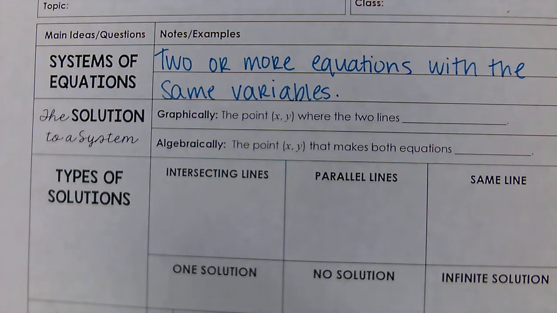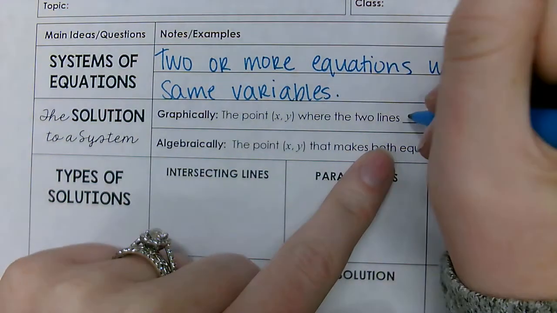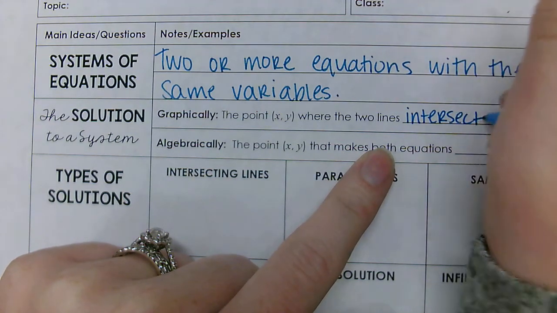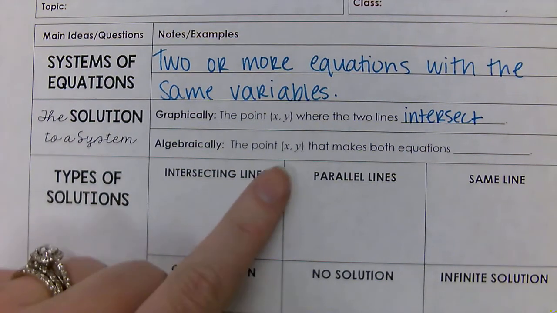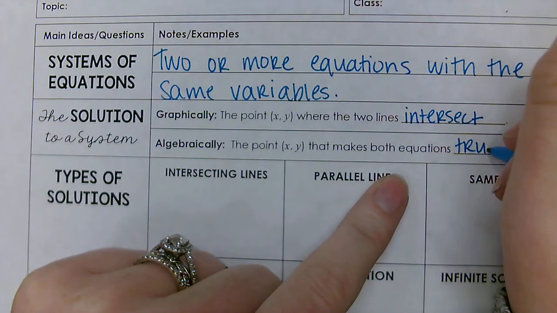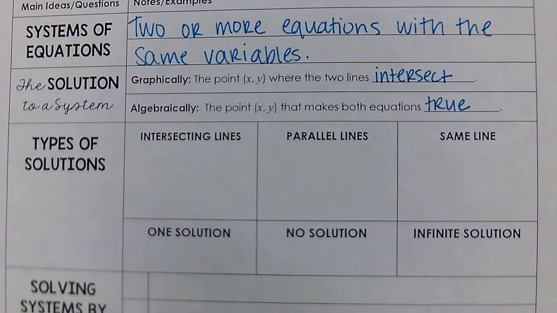So the solution to a system, we have graphically the point (x, y) where the two lines intersect, where they cross, where they come together. And algebraically, it's the point (x, y) that makes both equations true. So if you were to plug in x and y in both of the equations, then they would both be true.